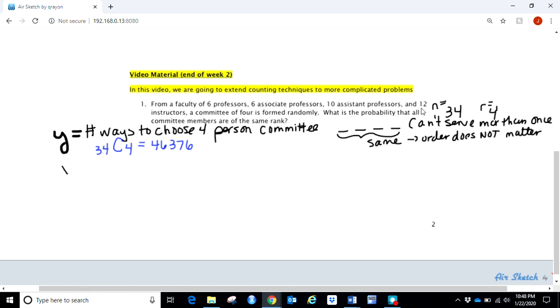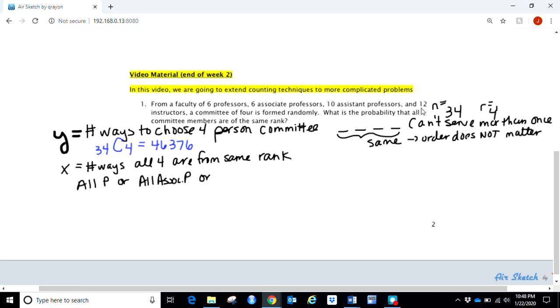Now let's actually focus on the problem at hand. We want to find the probability that all committee members are of the same rank. So X is just going to be the number of ways all 4 are from the same rank. So what this could mean here for us is they could all be professors, or they all could be associate professors, or they all could be assistant professors, or they could all be lecturers. Right, that's what it means. So it can be any of those 4, but it has to be all from the same one.